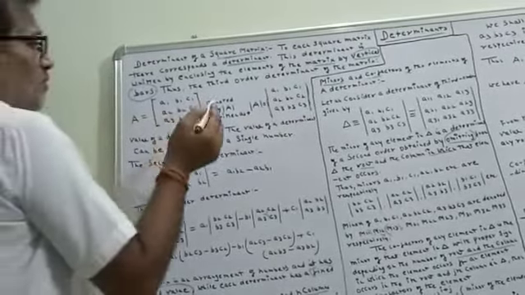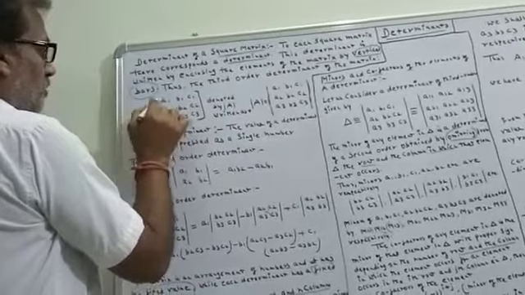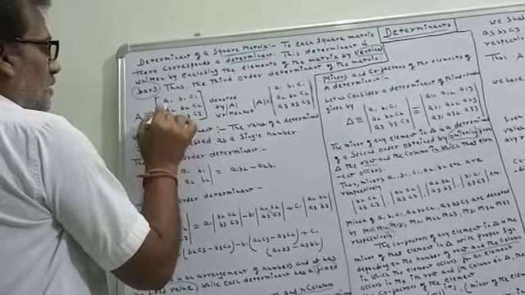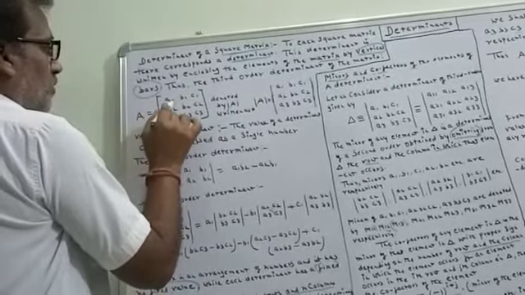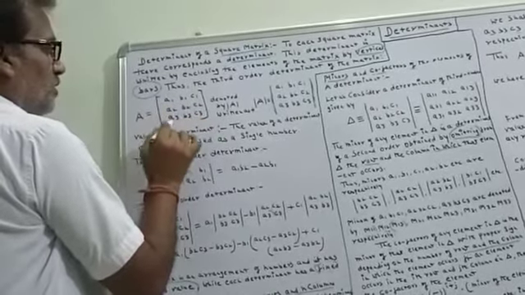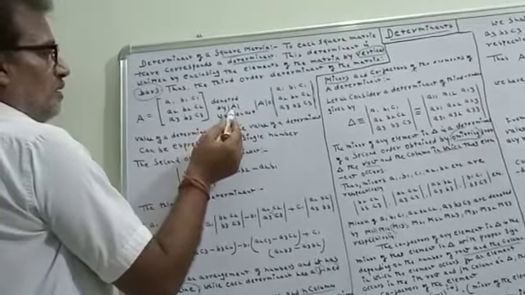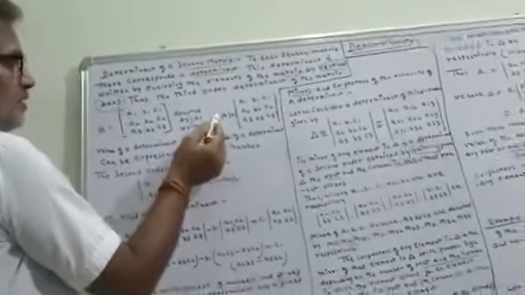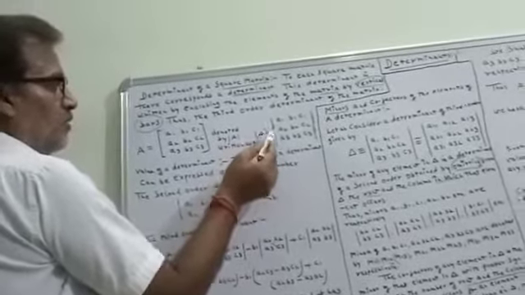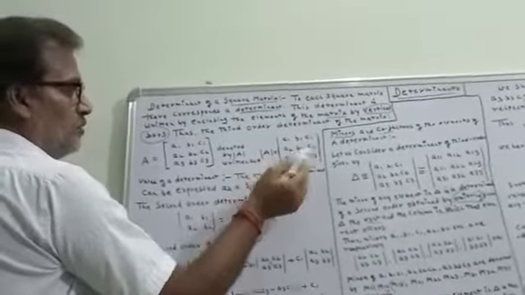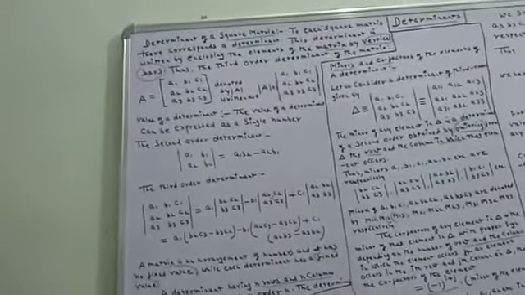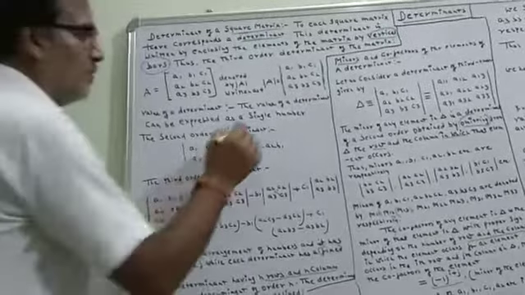Thus, the third order determinant of the matrix, this is the matrix in matrix form, A equal to A1 B1 C1, A2 B2 C2, A3 B3 C3, denoted by determinant A written in vertical bars, equal to A1 B1 C1, A2 B2 C2, A3 B3 C3. And the value of determinant can be expressed as a single number.